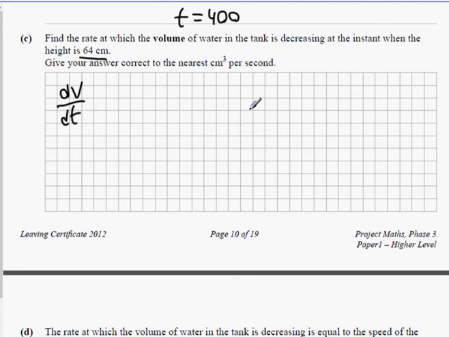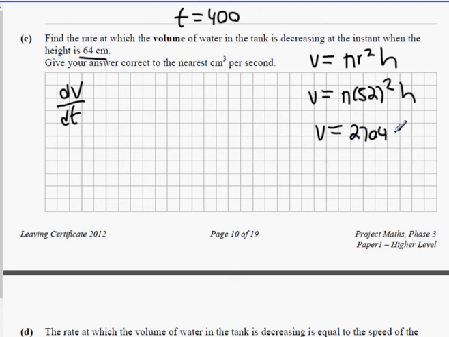Now, what we know is that the volume of your tank is pi r squared h. Is r a variable? No, so we just lob in your 52. It's set in stone, can't change. So 52 squared is 2,704 pi h. The only thing that changes is the h. Okay? So therefore, we're still looking for the dV dt.